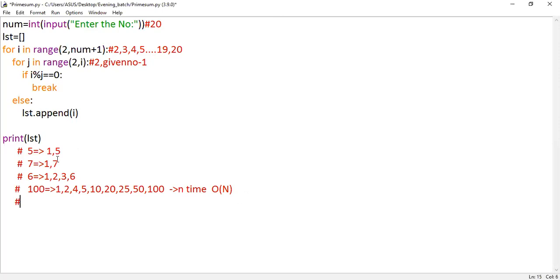The reason behind it is for any given number, you can notice the factors only till the half. If the given number is 6, we'll have factors only till 3. If the given number is 100, we'll have factors only till 50. So it is not required. Here we are not including the given number, right? If 5 is the given number, we are taking from 2 to 4. That is the range. If 6 is the given number, you will take from 2 to 5. If 100 is the given number, you will take from 2 to 99.